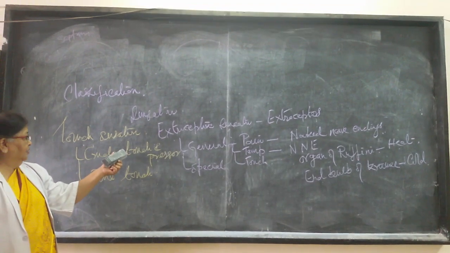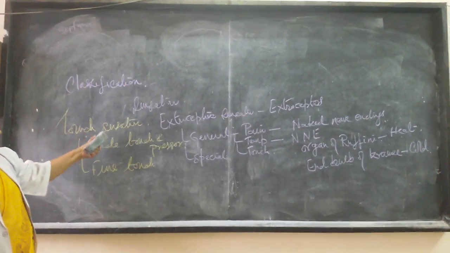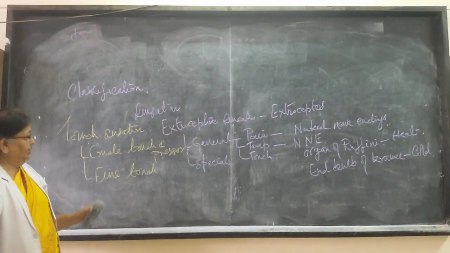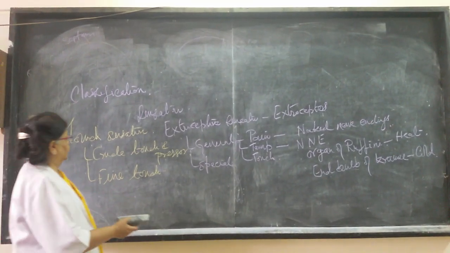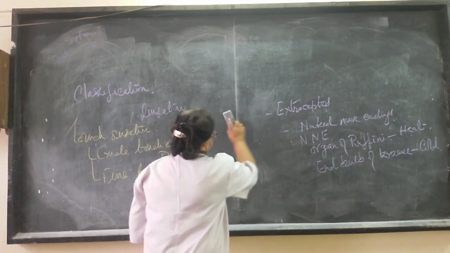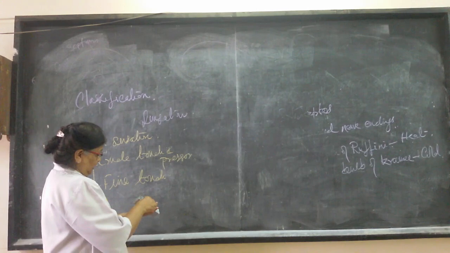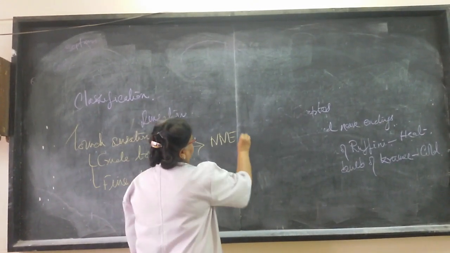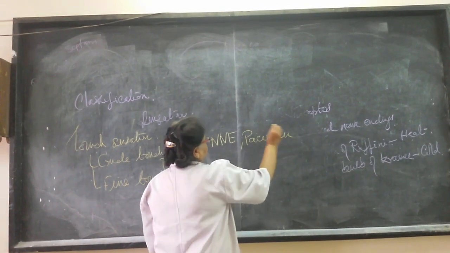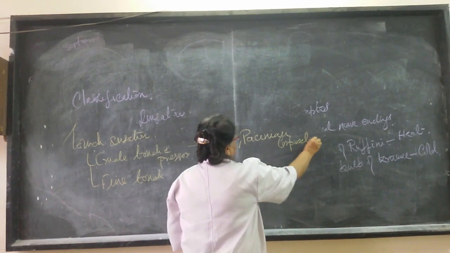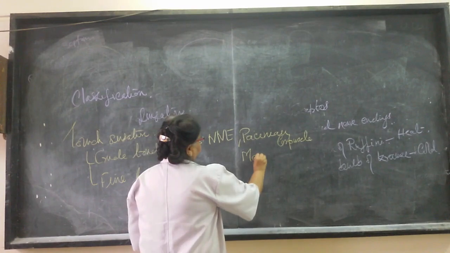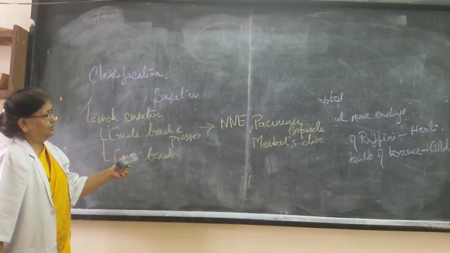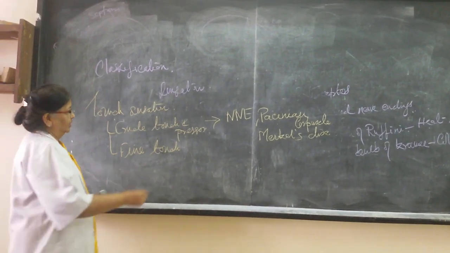In the last class, I forgot to tell you about crude touch. The touch sensation can be divided into two groups, crude touch and pressure, and the other one, fine touch. In fine touch comes tactile localization and tactile discrimination. The receptors for crude touch are naked nerve ending, Pacinian corpuscle, and also the Merkel's disc. These are the receptors for crude touch.